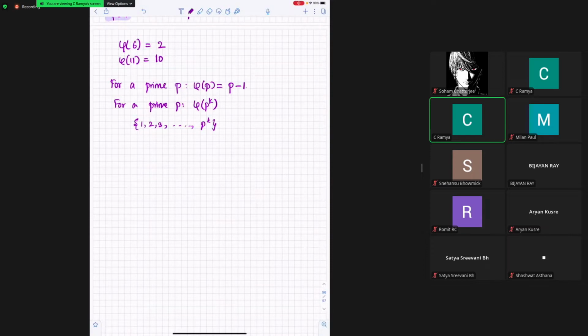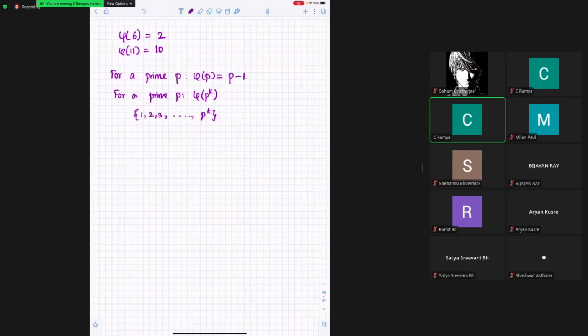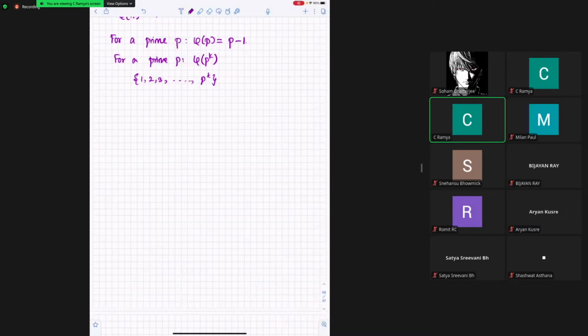Can you just repeat it loudly? P to the power k minus something, like only those multiples of p won't be there. Okay, so now we want to count the number of numbers that are co-prime to p to the k. So let's write this in blocks: 1, 2, 3, and so on. But there also will be numbers like 2p. Yeah, that's what we want to see. How many numbers are there? Did we miss anything or not?